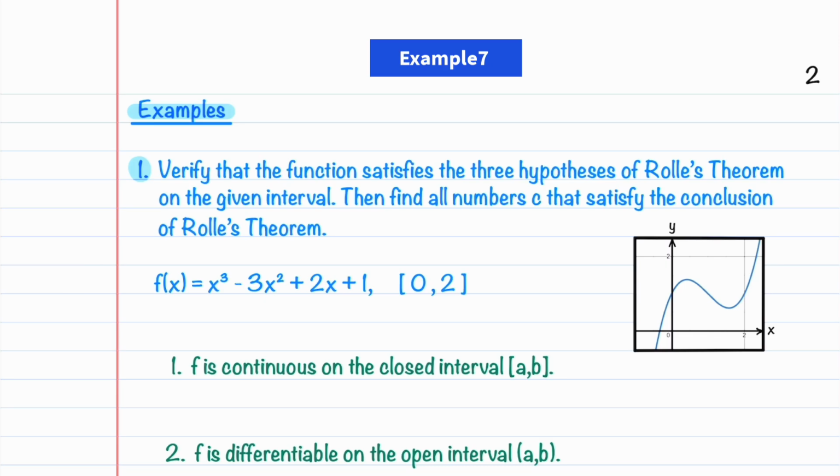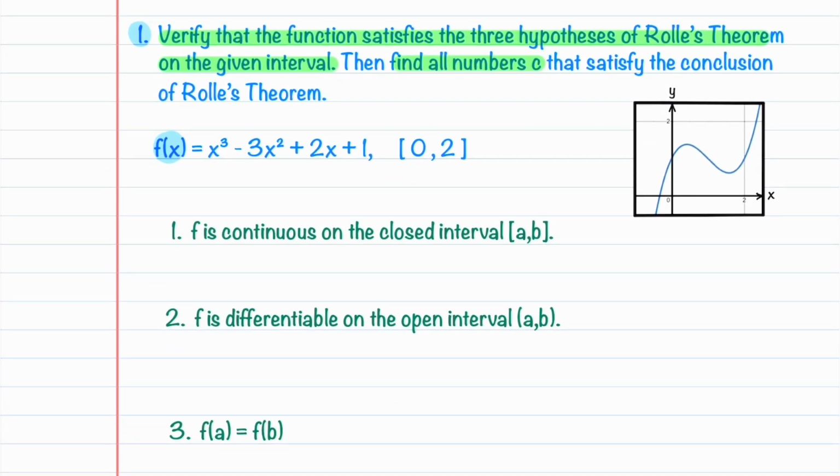We are asked to verify that a function satisfies the 3 hypotheses of Rolle's theorem on the given interval. Then we are to find all numbers C that satisfy the conclusion of Rolle's theorem. The function f of x that we're given is x cubed minus 3x squared plus 2x plus 1, and the closed interval that we're given is from 0 to 2. I've graphed this function over here on the right, and when we get done with this problem, we're going to come back to that graph and see how our answers make sense.